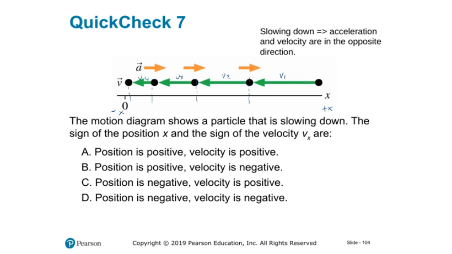The sign of the position and the sign of velocity. So sign of velocity is obvious, right? It's going to the left. This is plus x. This is minus x. Sign of velocity is to the left, so it's negative. For the sign of the position, you folks look at here and check those positions, right? This is x1, x2, x3, x4. They're all positive. So position is positive, velocity is negative.